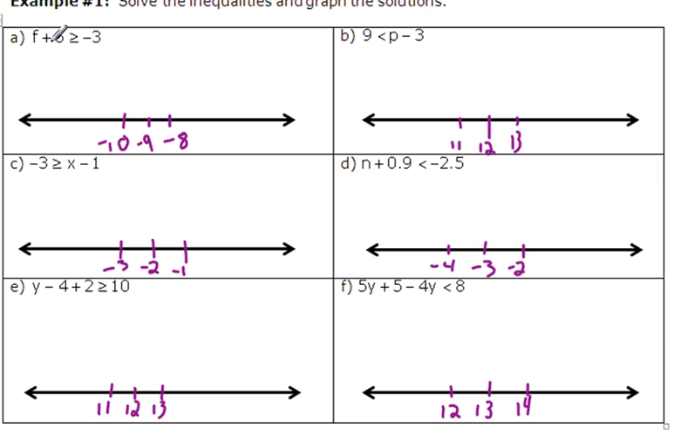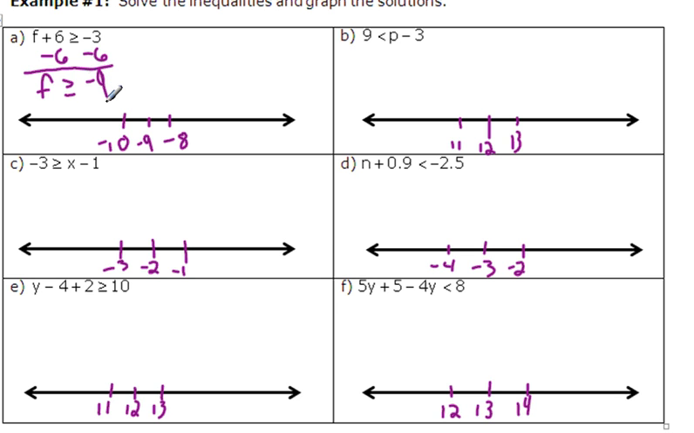If we look at example A, we have f plus 6 is greater than or equal to negative 3. Since I want to get the f alone, and it was f plus 6, all I'm going to do is minus 6 on both sides. So it's just like solving an equation. On this side, I would just be left with f, because the 6 and the negative 6 would cancel out. I would have f is greater than or equal to negative 3 minus 6, which is negative 9. So my answer is f is greater than or equal to negative 9.